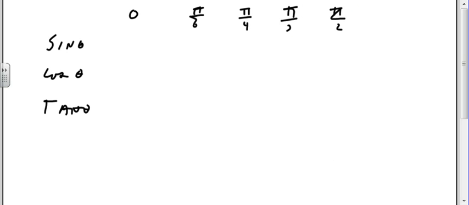Okay, and we go and put down square root of 0 over 2, square root of 1 over 2, square root of 2 over 2, square root of 3 over 2, and the square root of 4 over 2. And that's how I remember my sine guys.